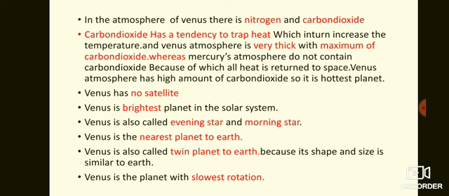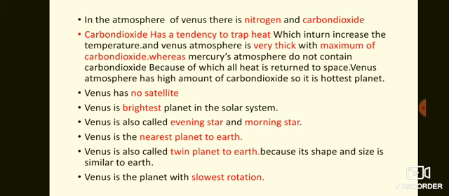So next, let us see. Venus has no satellite. Venus is the brightest planet in the solar system, and that is the reason why Venus is also called the evening star and the morning star.